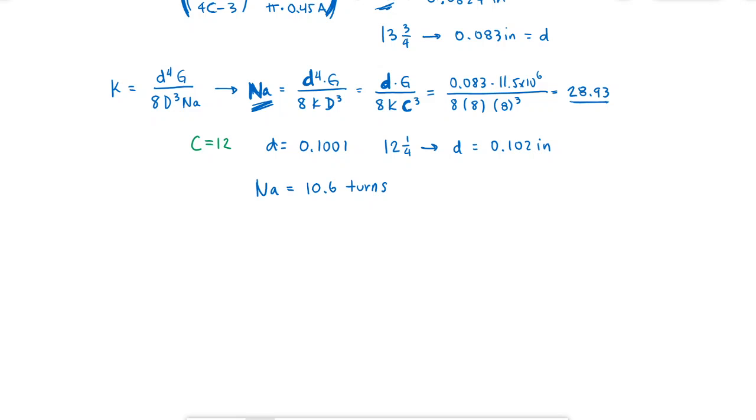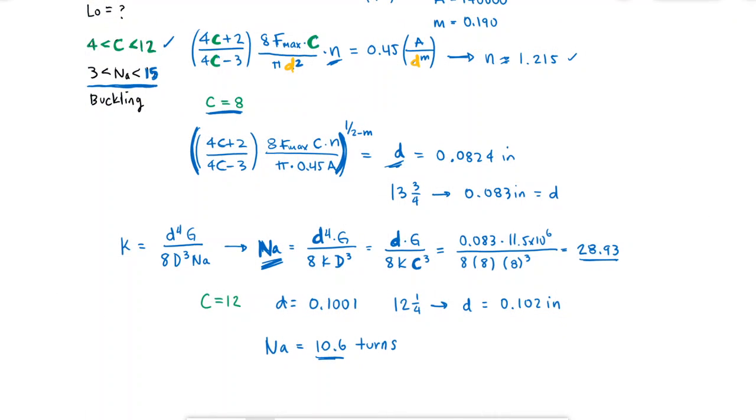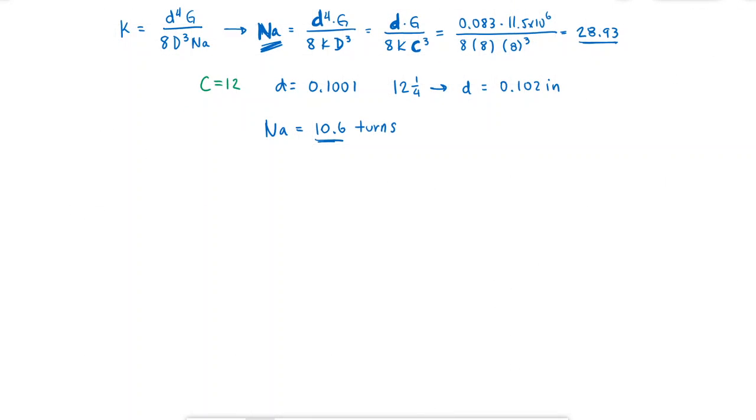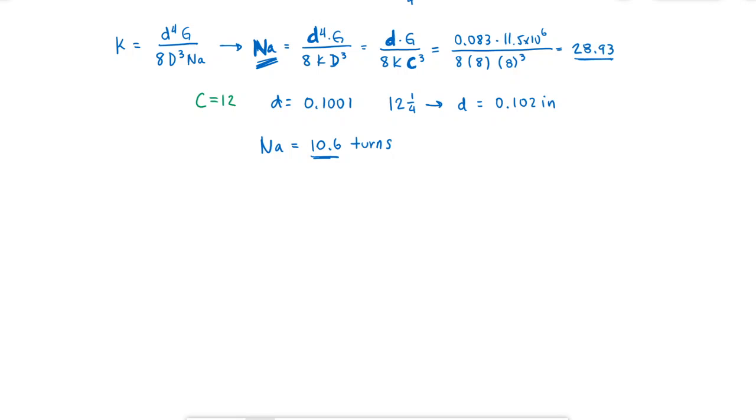So this number is also within the range that I wanted, 3 to 15 for NA. Okay, so I'm okay there. And now I can calculate other things just to describe my spring design better. So far I know that C is equal to 12, that NA is equal to 10.6, that my diameter is 0.102, which is the 12 and a fourth gauge. This is inches.